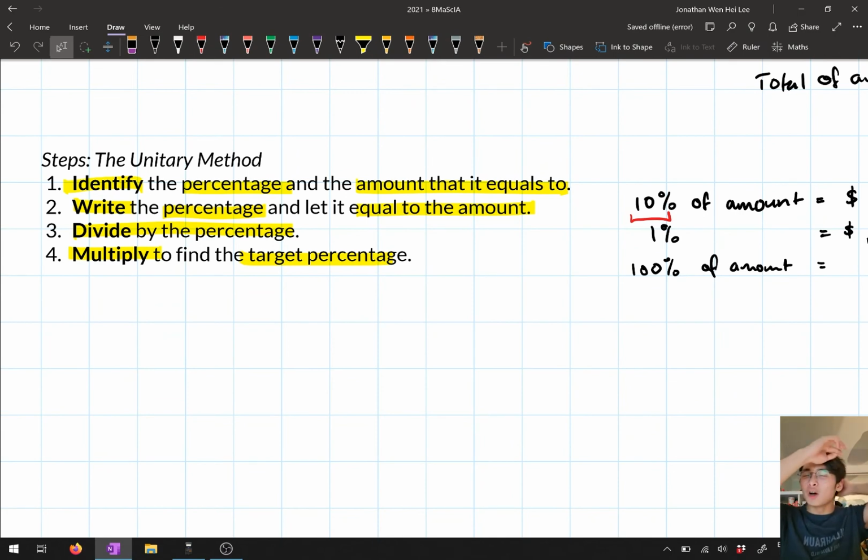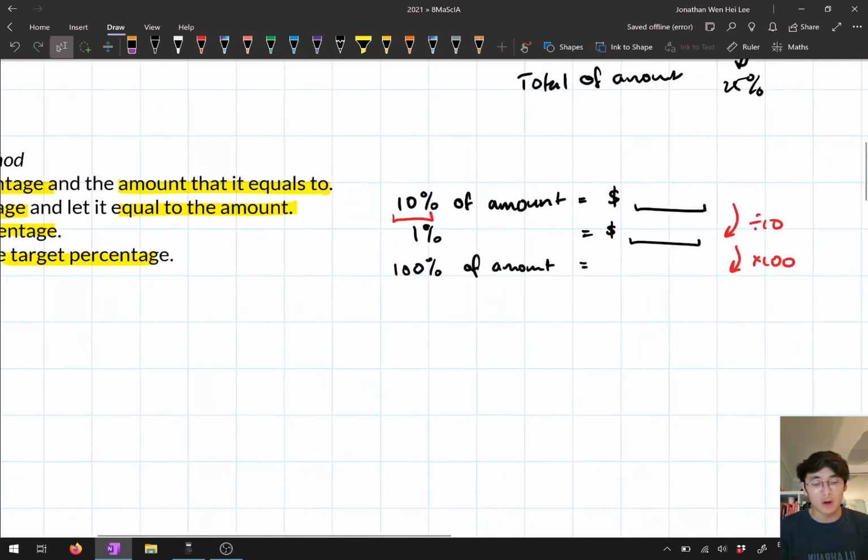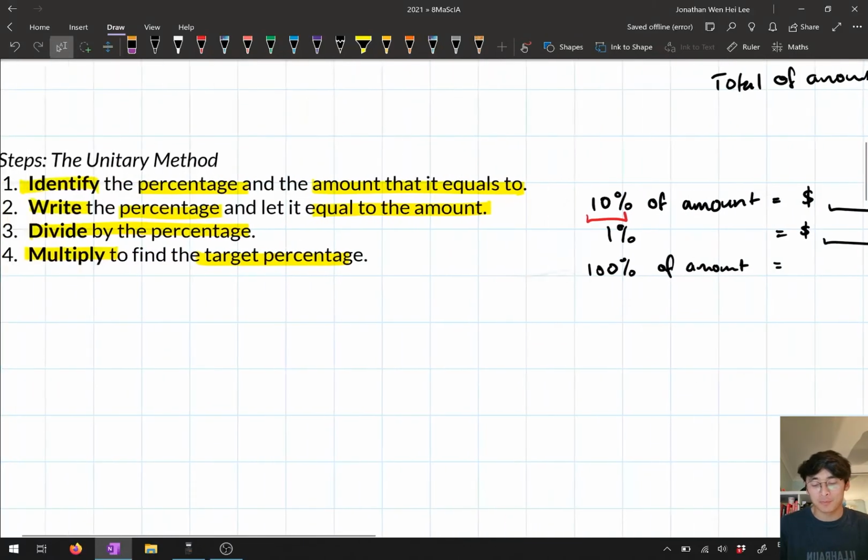The only thing that is different about this step is if you're dealing with a discount or a markup where something has changed the original percentage. So if they change it by a percentage, what we have to do is start with 100, and then if we're discounting or decreasing, we minus that percentage, or if we're increasing or marking up, we add that percentage on. And then once we've identified that percentage and the amount, we write the percentage and let it equal to the amount. And so we wrote the equation, for example, 10% is equal to amount, 80% is equal to amount.